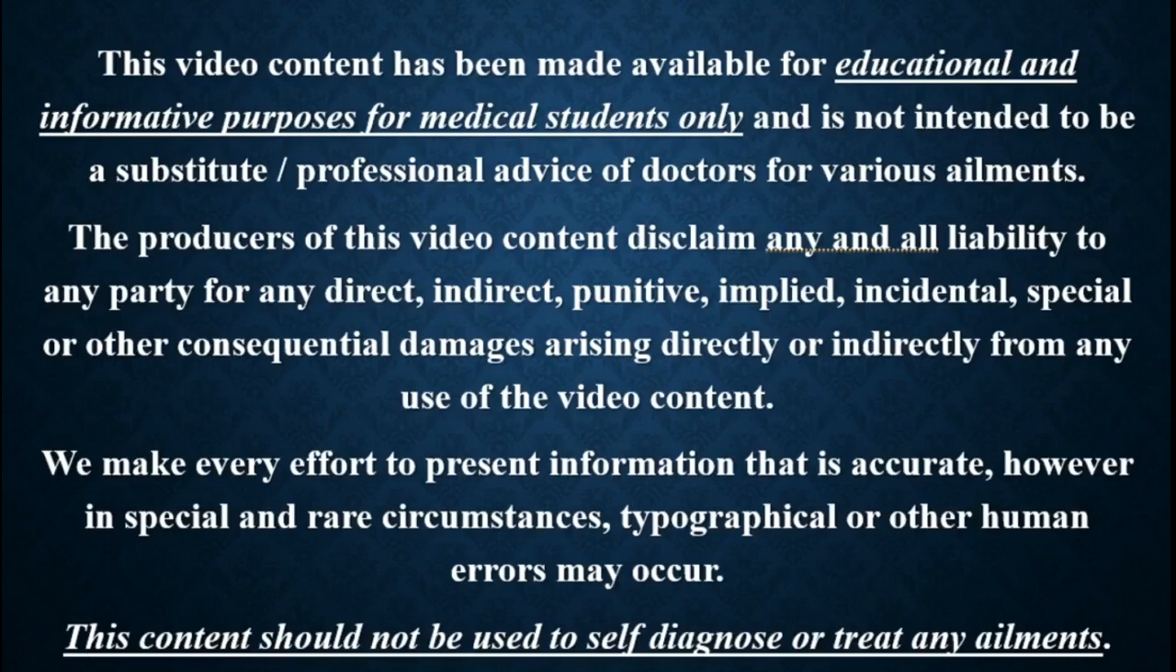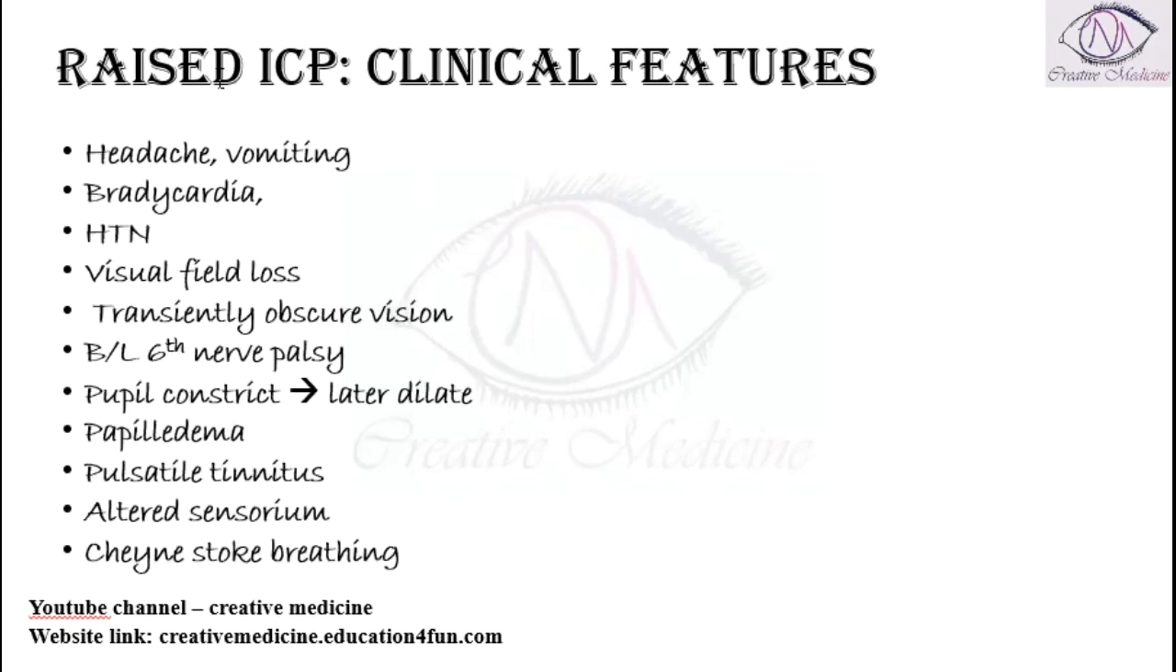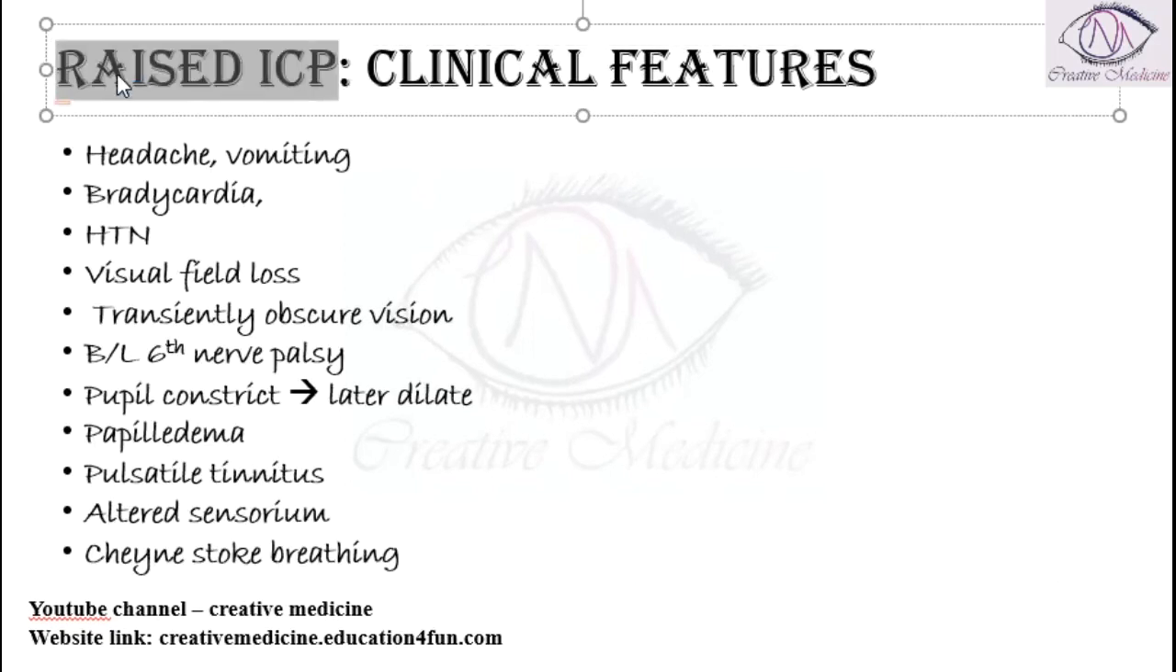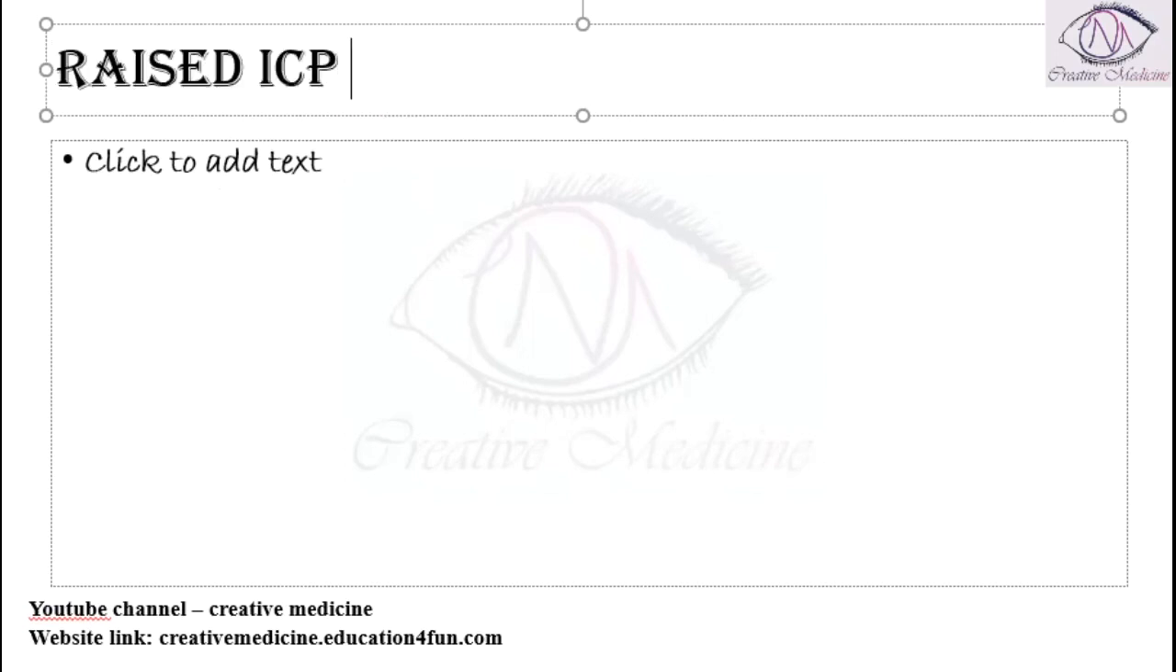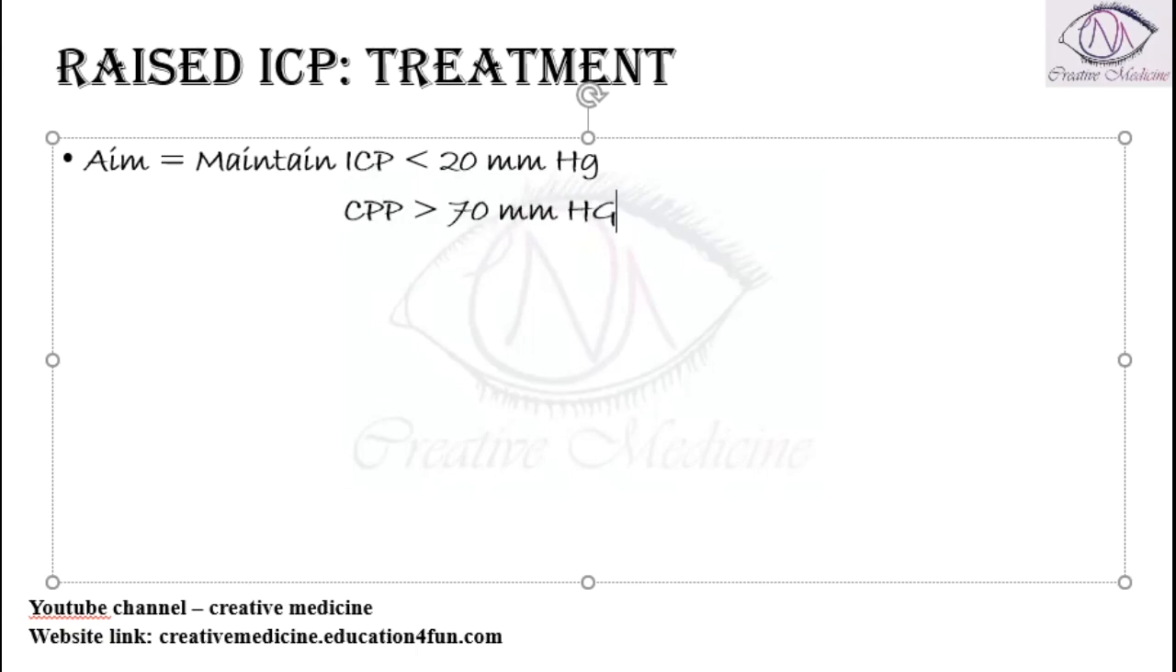In this lecture, we will learn about the treatment of raised intracranial pressure. So, whenever there is raised intracranial pressure, how do you treat the patient? The aim of treatment of raised intracranial pressure is to maintain the intracranial pressure to less than 20 millimeters of Hg, and you will also maintain the cerebral perfusion pressure to more than 70 millimeters of Hg. Okay, then how are you going to do this?